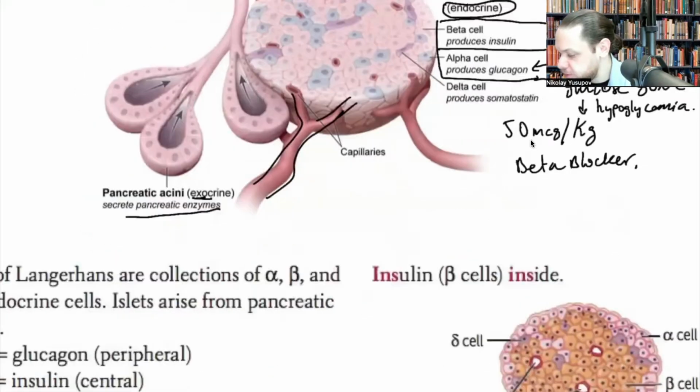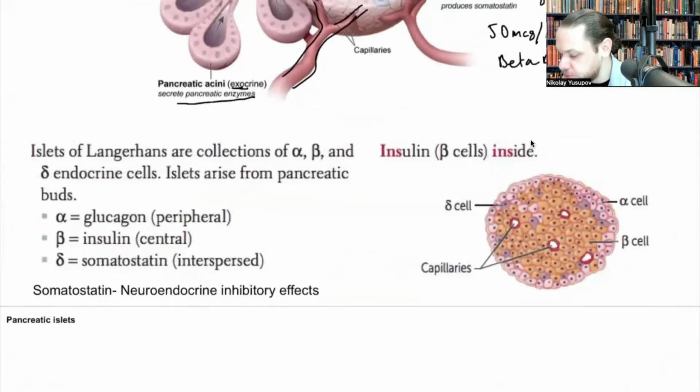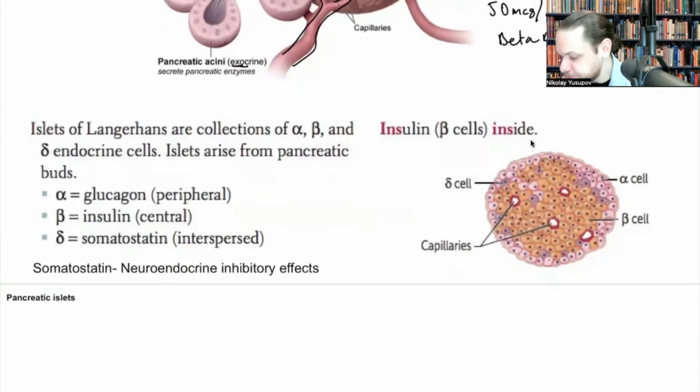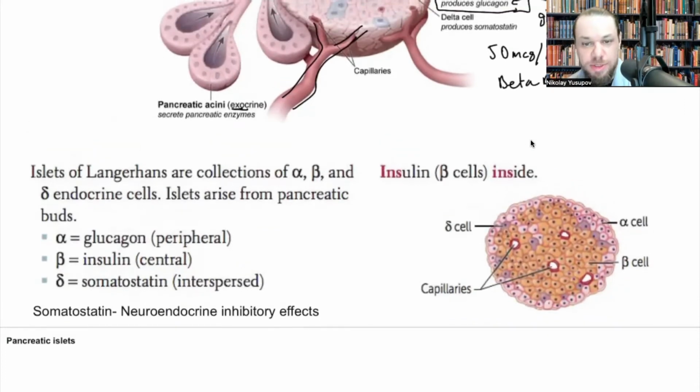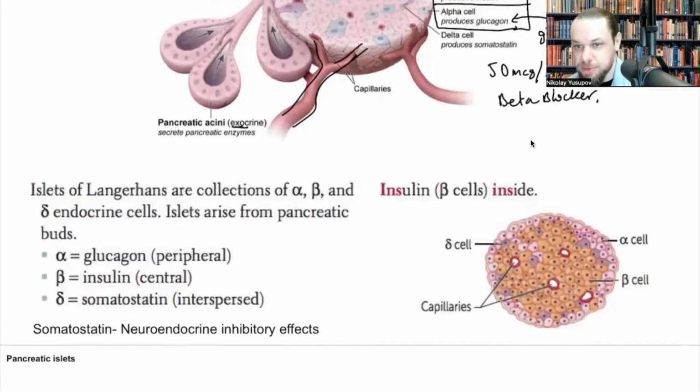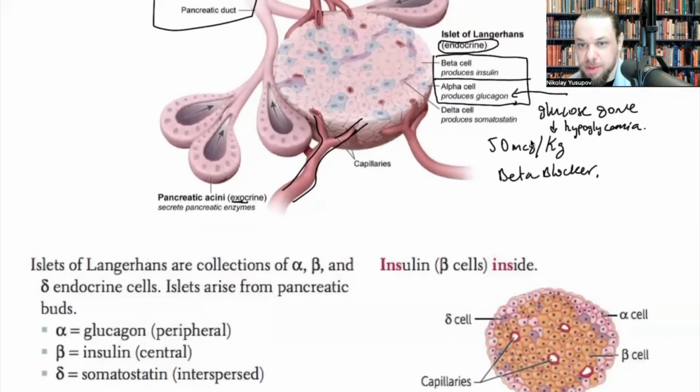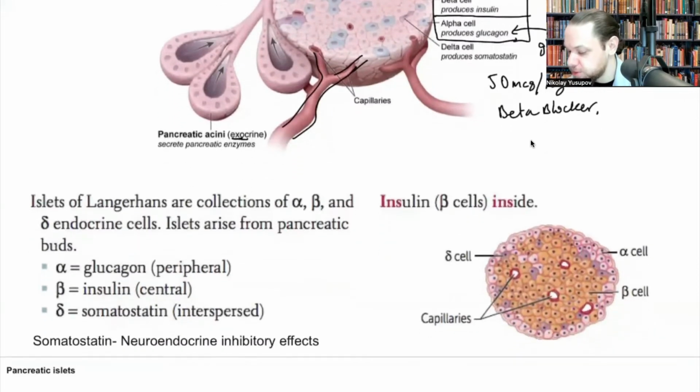So let me show you again. So this is what we have. Somatostatin is a hormone that functions in an inhibitory function. It's not going to be on the exam, so you do not have to remember that one. But delta cells produce it, and it has the inhibitory function.